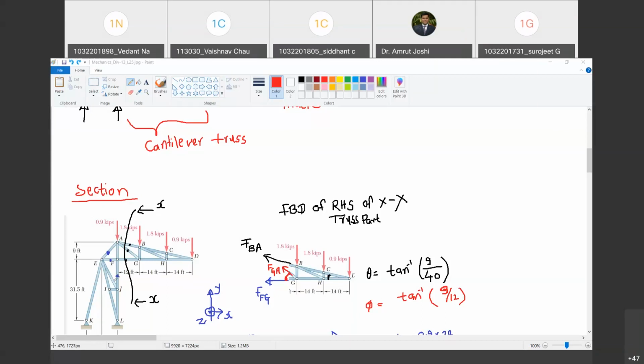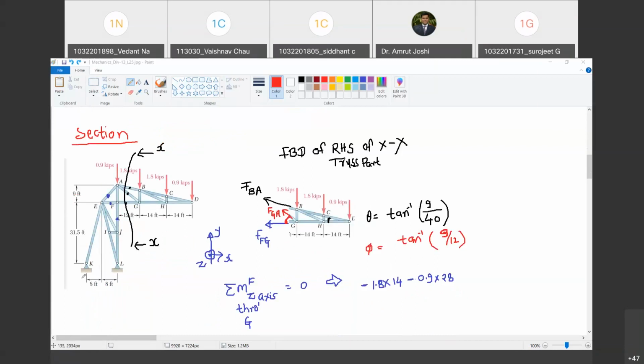Mind you, if I now draw the free body diagram of part on left hand side, this will involve the reactions. Do you agree with me? Yes, sir. If I draw the free body diagram of a part on RHS of section XX, it will not involve any unknown reaction. Do you agree with me? Yes, sir. So it is advantageous for me to draw the free body diagram of part on right hand side of the section. So that's what I have done. Are you with me? Yes, sir.